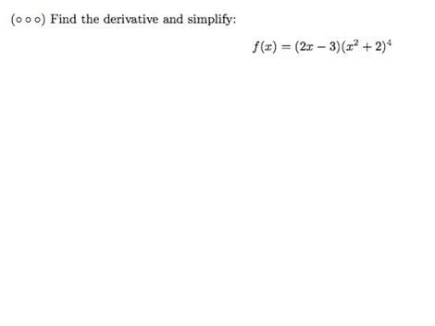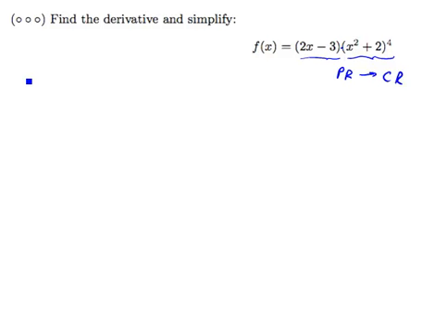In this problem, we're asked to find the derivative of the function shown and to simplify the derivative. Looking at this, I can see that this function is a product of two functions, 2x minus 3 and (x squared plus 2) to the fourth. This will require a product rule to begin with, and then a chain rule on the second piece.